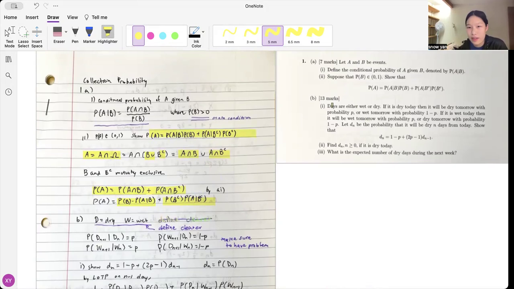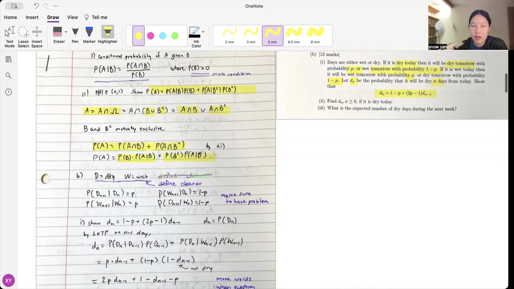And then, days are either wet or dry. If it is dry today, then it will be dry tomorrow with probability p, or wet tomorrow with probability 1 minus p. If it is wet today, then it will be wet tomorrow with probability p, or dry tomorrow with probability 1 minus p. Let D_n be the probability that it will be dry n days from today. Show that this holds. Basically, we have to define what we have.